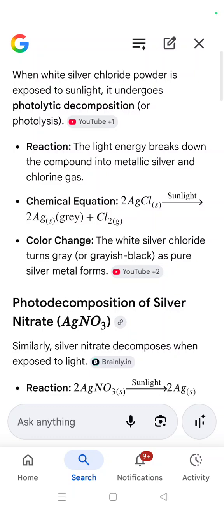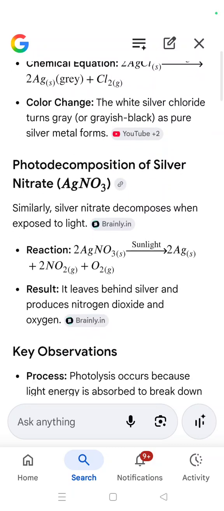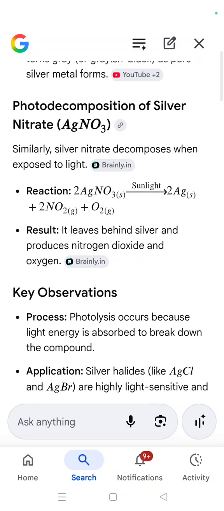And in the photo decomposition of silver bromide, the silver bromide is pale yellow in color. The yellow color changes to the grayish black of silver. So a color change happens. Another photo decomposition example is the decomposition of silver nitrate. When silver nitrate is exposed to light, meaning sunlight, it forms silver, which is grayish black in color, with the formation of nitrogen dioxide gas and oxygen gas.